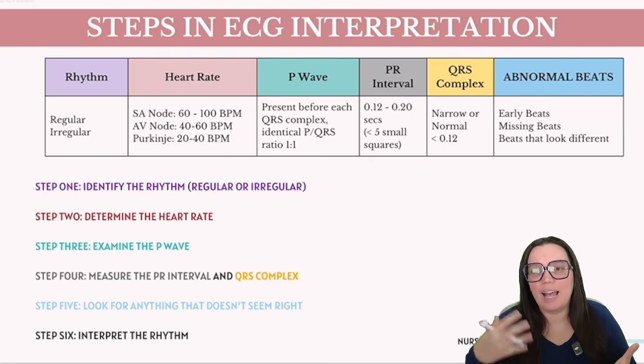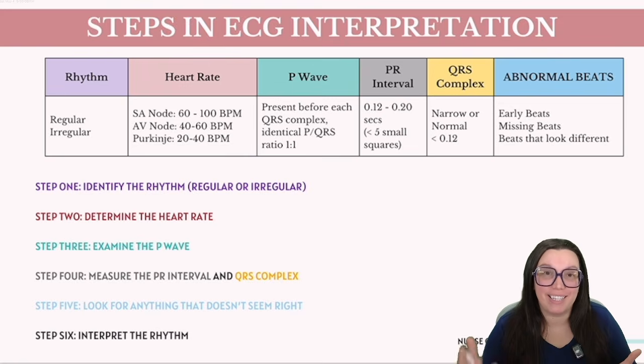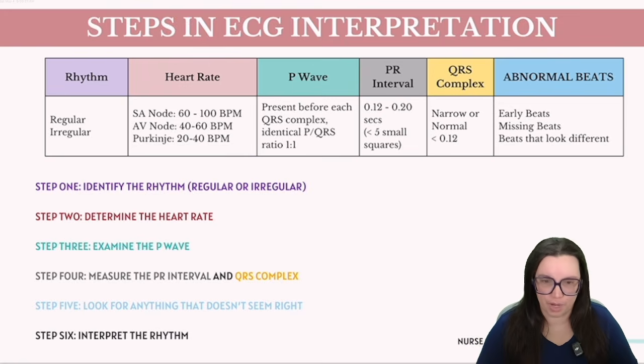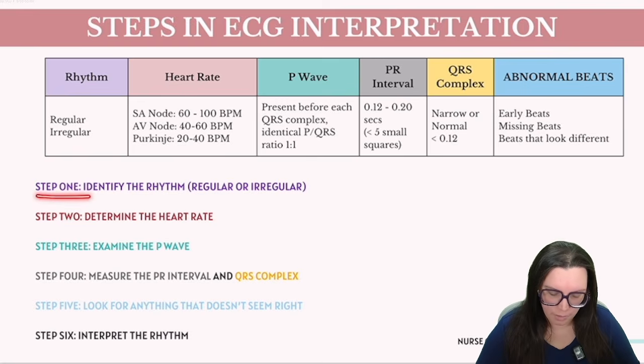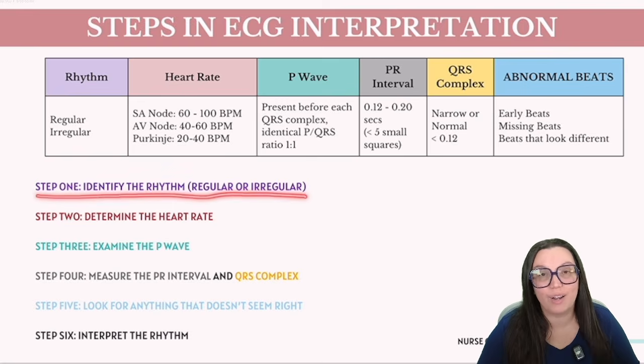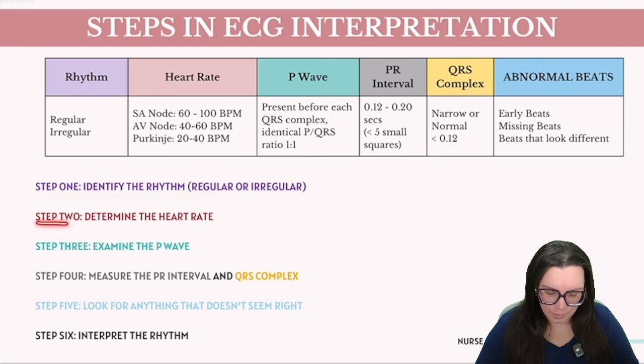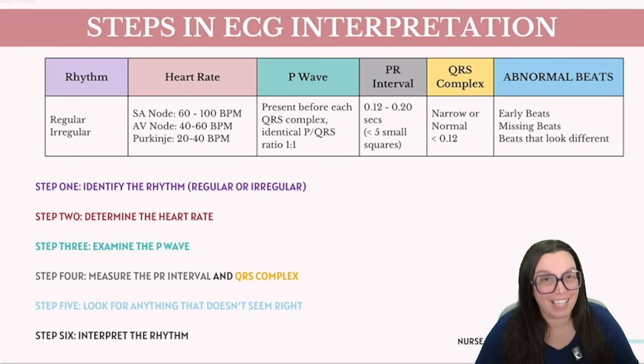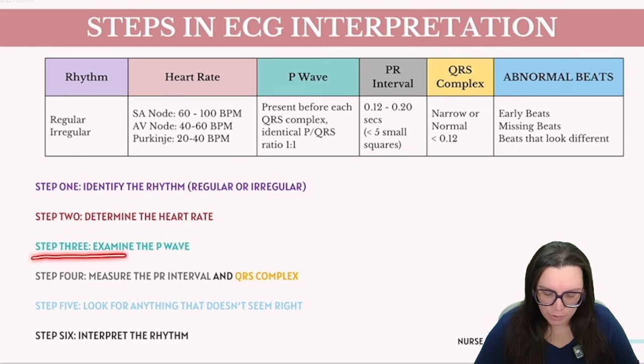So let's talk about how we are going to identify our ECG rhythms. Here's the 6-step process that we are going to follow. We're going to start with step 1, and we're going to identify whether the rhythm is regular or irregular. Step 2, we're going to determine the heart rate to see if it falls in our SA node, our AV node, or our Purkinje fibers. Step 3, we're going to examine the P wave.